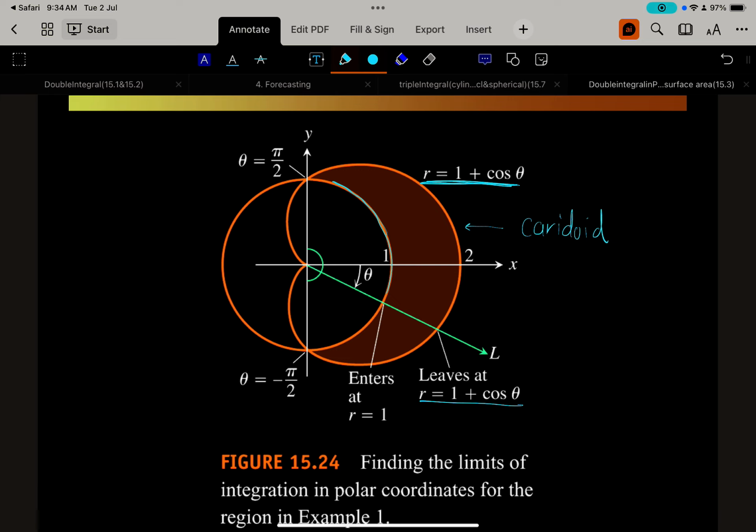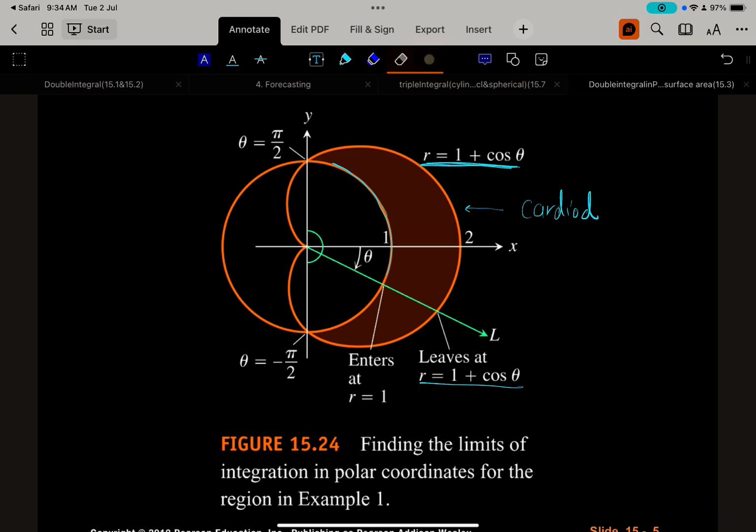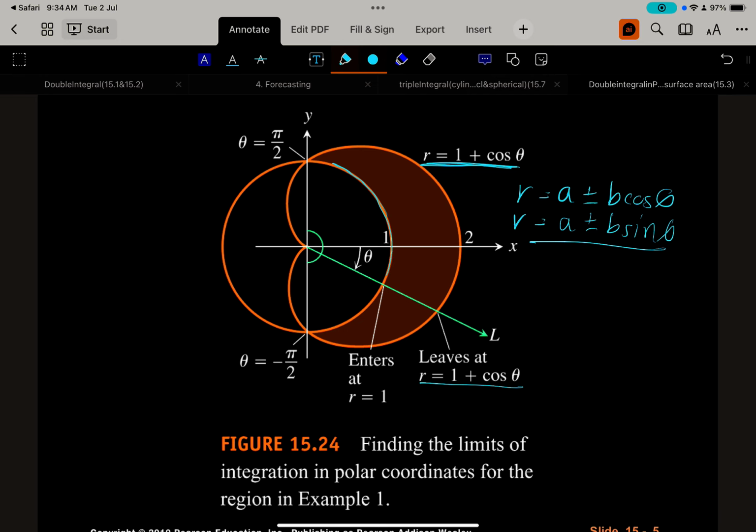Yeah, they call it a cardioid since it looks like a heart, the cardio. Cardioid, yeah, I think it's that. That's the name of the graph. It's any graph where you have r equals a plus or minus b cosine theta, or r equals a plus or minus b sine theta. These are the graphs for cardioids, and this is the cardioid, and we also have a circle.